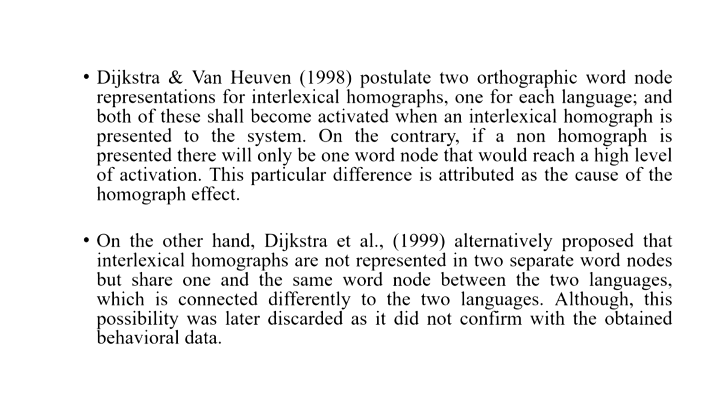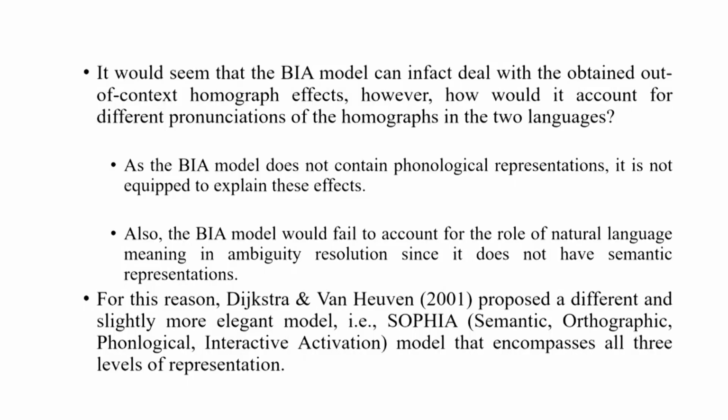An alternate proposal also given by Dijkstra and colleagues was that the interlexical homographs were not to be represented in both the languages across two separate word nodes, but would actually share one and the same word node which will be common to both the languages. However, they discarded this possibility later because it did not conform with the obtained data in later experiments. Now, it would seem that the BIA model can in fact deal with the obtained out of context homograph effects.